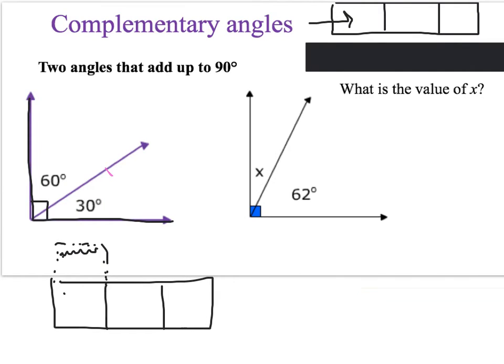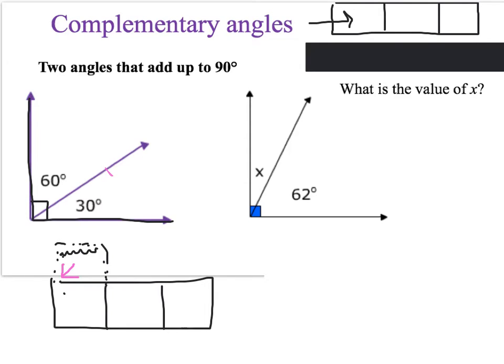Right under your definition, go ahead and draw this example. So still in that top flap, you're going to draw the example you see here with the X and the 62. So pause now and draw this on your foldable.